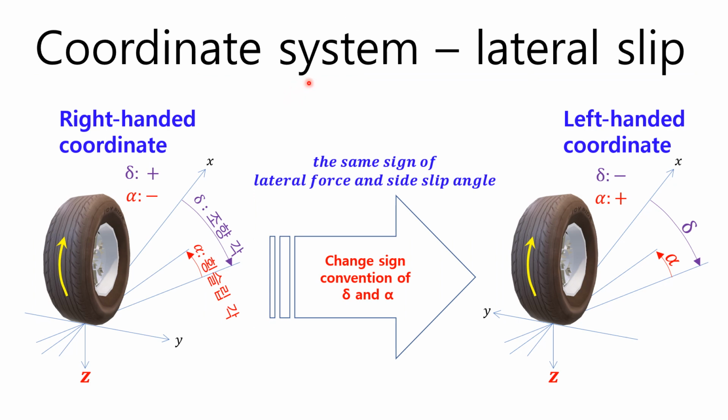Let's review the side slip. In the last video, E56 of combined slip, we defined the steering angle and the side slip angle in the left-handed coordinate to make the side slip and lateral force have the same sign, because it is consistent to derive the related equation, and the rest are defined in the right-handed coordinate.